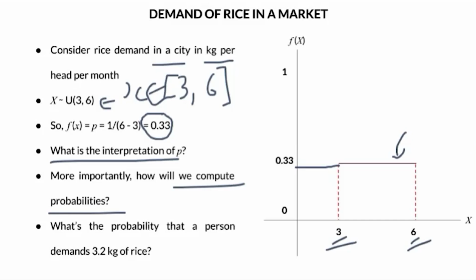If I ask what is the probability that a person demands 3.2 kg of rice, is your answer going to be 0.33? Suppose I ask what is the probability a person demands 4.5 kg? Is your answer going to be 0.33? How many such values are there in the interval 3 to 6? Infinite values. Each of these probabilities is 0.33? That's not possible. So the interpretation of P is not immediately meaningful here.